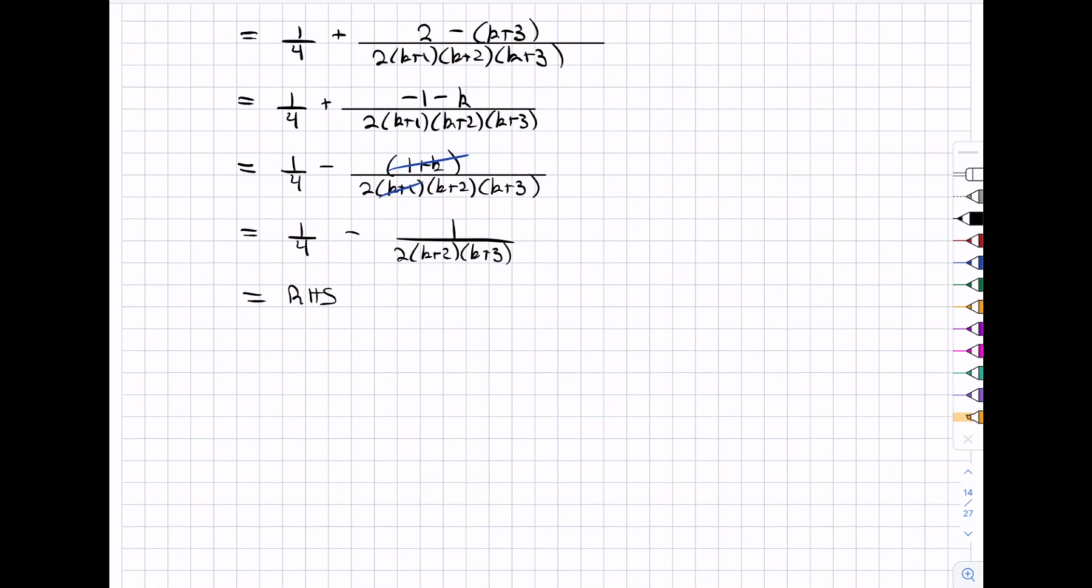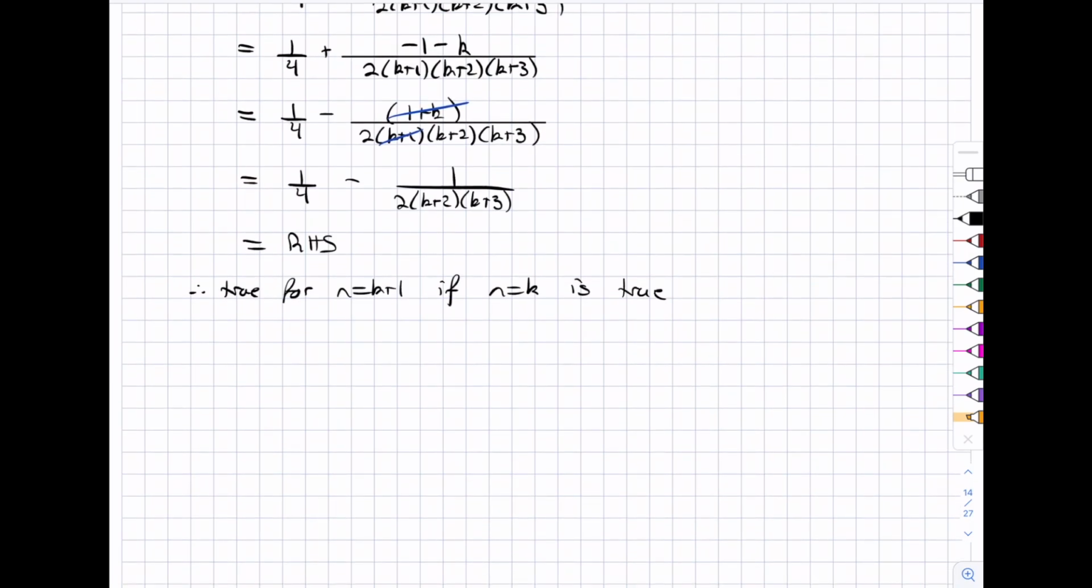And so then I can make a statement. Therefore, it's true for n equals k plus 1 if n equals k is true. And then our concluding statement, you don't have to write that essay that teachers often teach at schools. You only have to write something of the form, therefore it's true by mathematical induction.